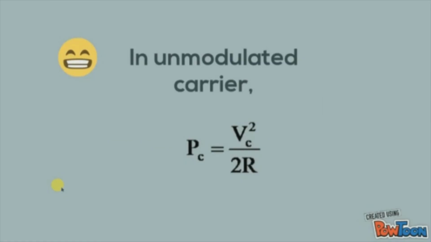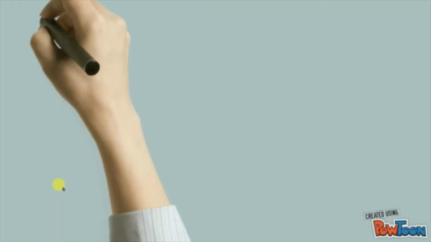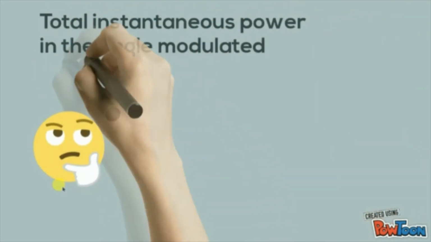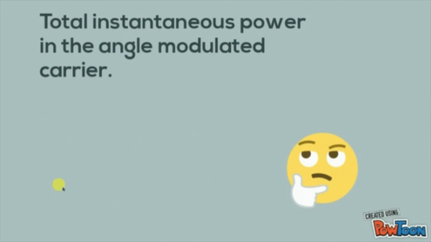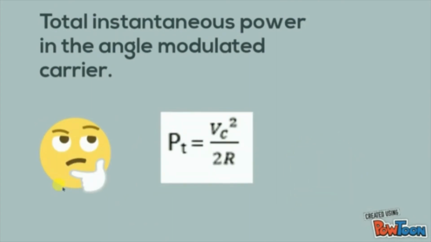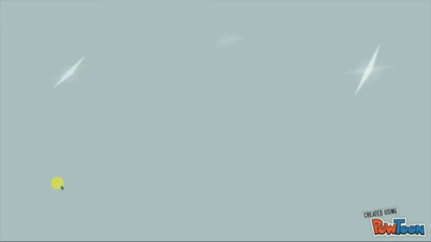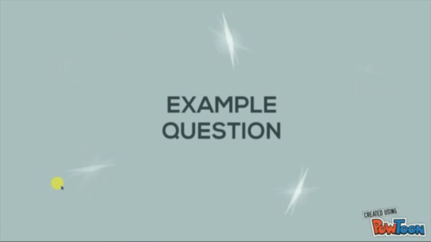The average power in unmodulated carrier is defined as PC equal to VC square over 2R. The total instantaneous power in the angle modulated carrier, which is PT, has the same formula as the average power. The function of the total modulated power will be as follows. Finally, let's test your understanding by doing this example now.